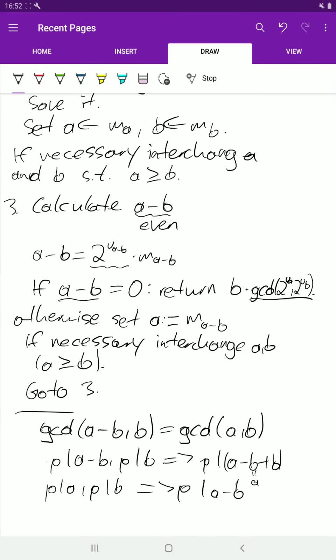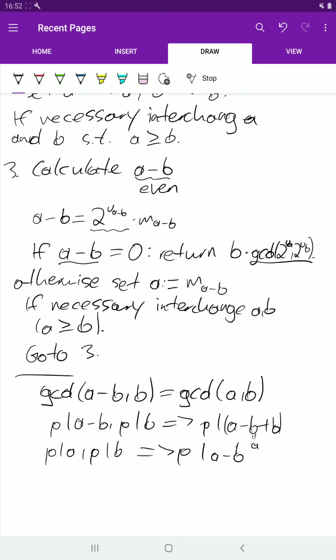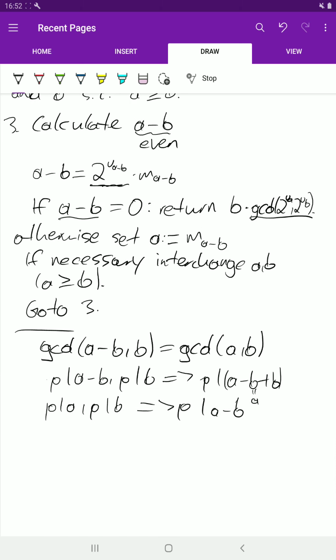One reason why this algorithm is quite fast is because dividing by powers of 2 on a computer is just a shift operation. So we just shift numbers, and that's easy for a computer to do.